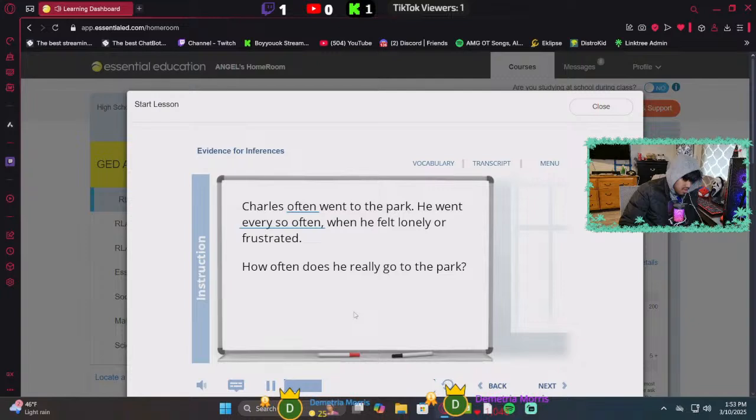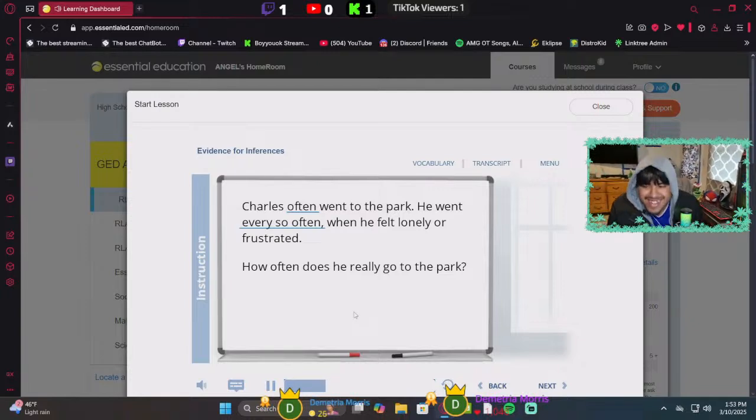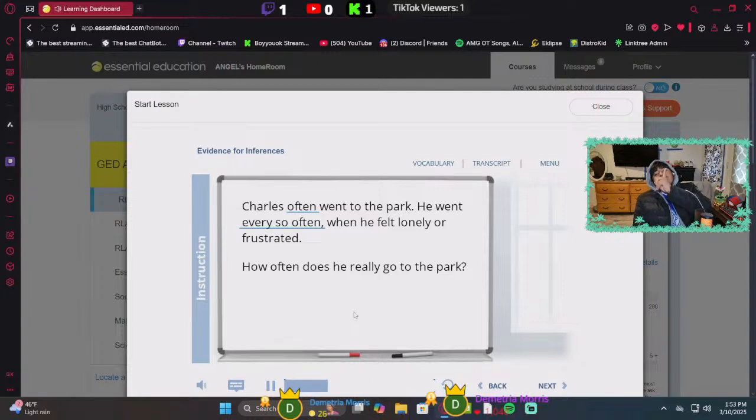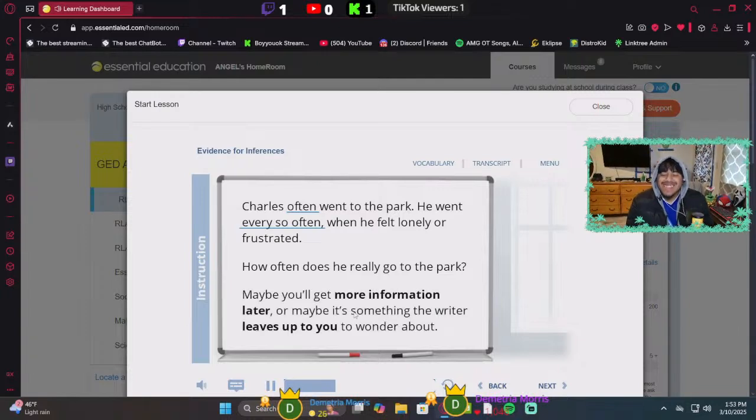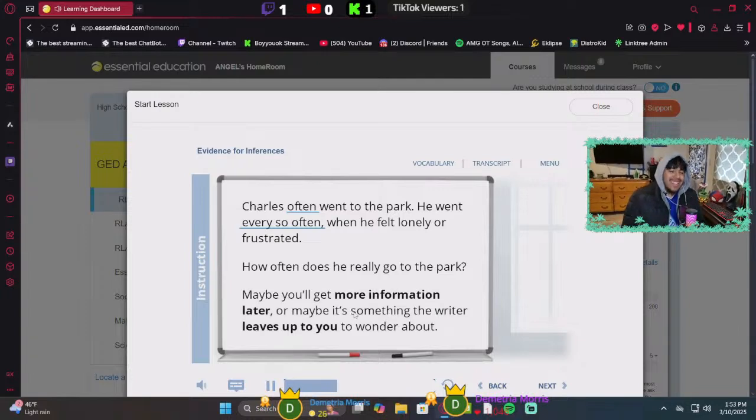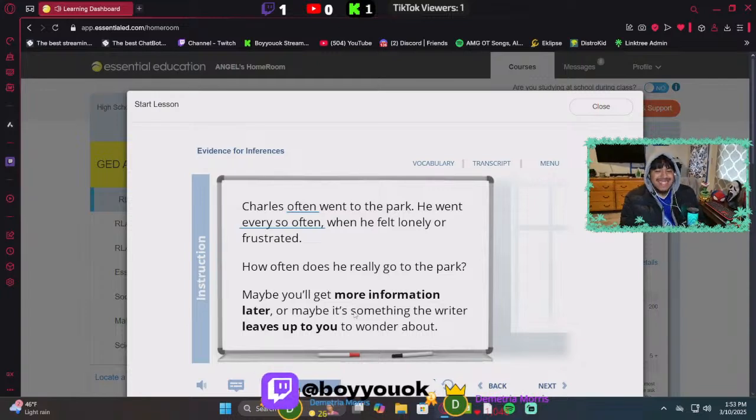Maybe he goes a lot, but doesn't want to admit how often he goes because he feels lonely. Or maybe he doesn't really go too often, but it feels like it's a lot. Or maybe he goes often, but only every once in a while. Maybe later when you read a little more, you'll get more information that will help you figure it out. Or maybe it's something the writer leaves up to you.